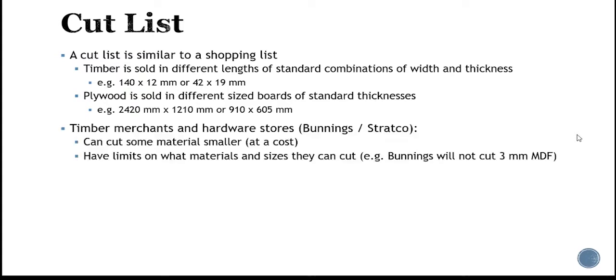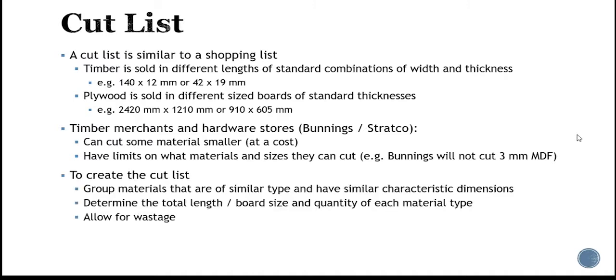Now, timber merchants and hardware stores like Bunnings and Stratco can cut material to smaller sizes. It's done at a cost, and there are some limits on what materials and sizes they can cut. So for instance, Bunnings will not cut 3 millimeter MDF, and nor will they cut something that's going to be 103 millimeters long. So you're going to have to do that yourself, and this is why you have to come up with a cut list. The cut list in this case is to get it from me, your shopping list, so that you can go and buy the total amount of material that you can then cut up into pieces yourself.